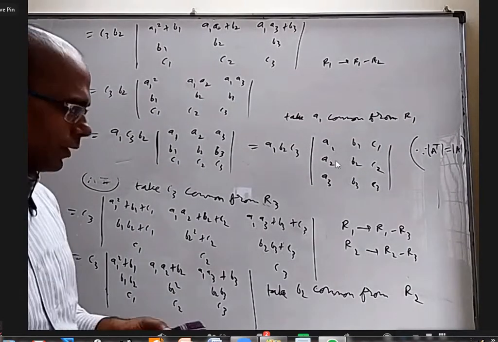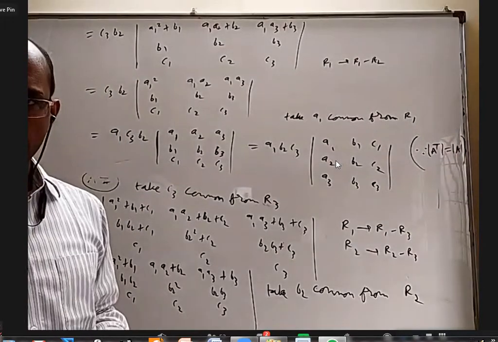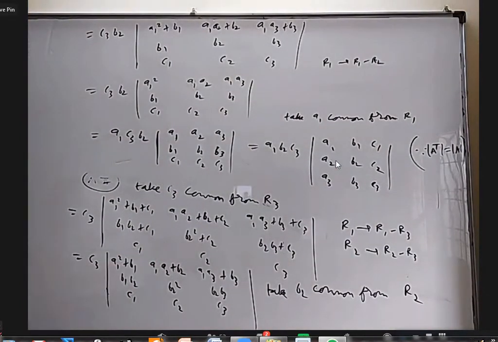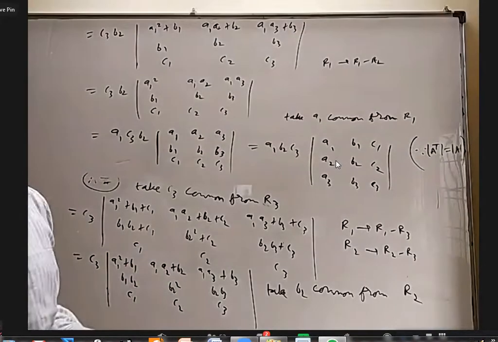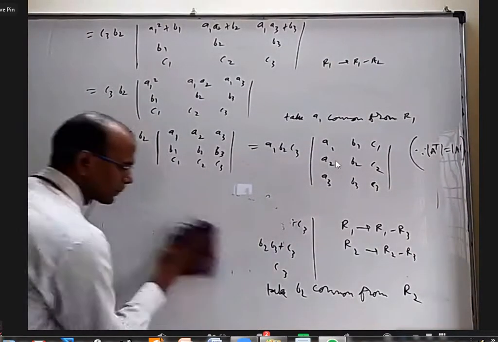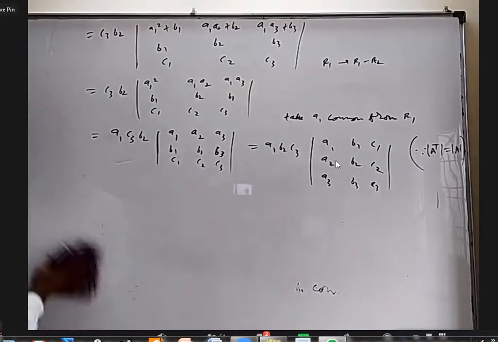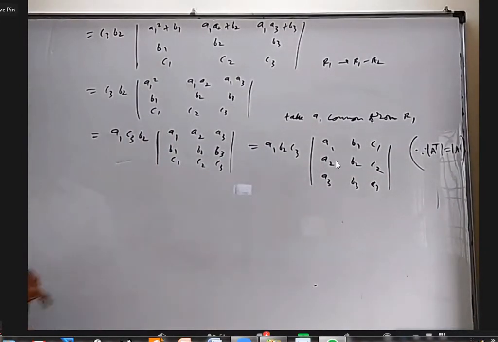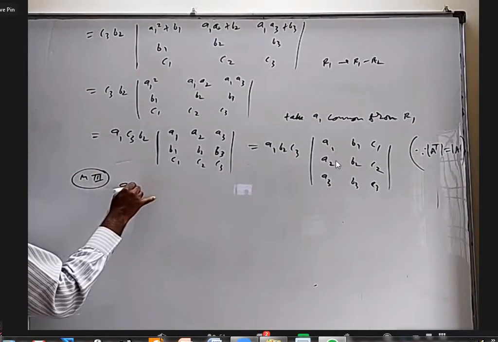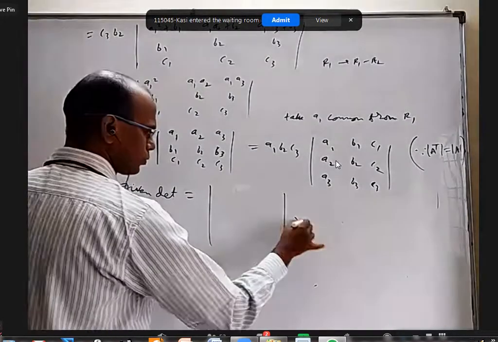Okay, method 3. Did I tell you that det of AB equals det A times det B as one of the properties? Yes. Okay, can anybody help me with this question? How to write the given determinant as a product of two determinants? Method 3: the given determinant is equal to a product of two determinants.